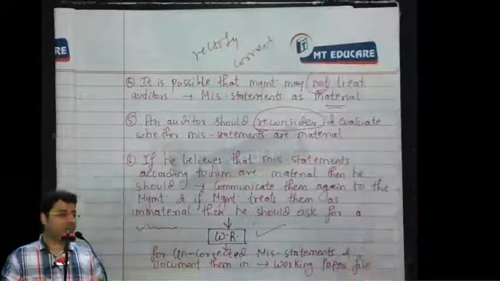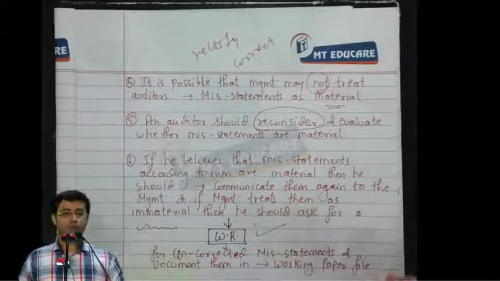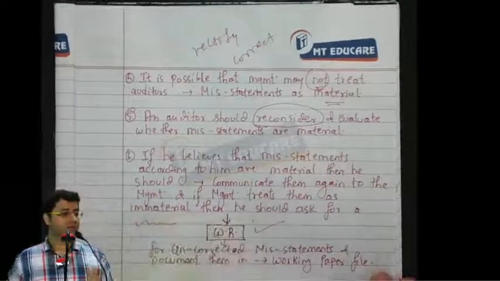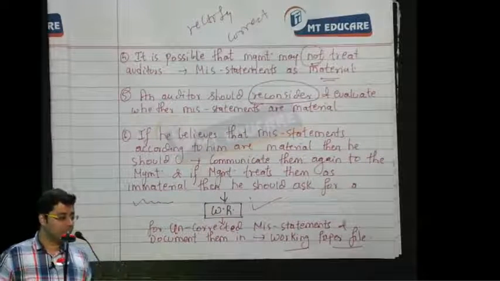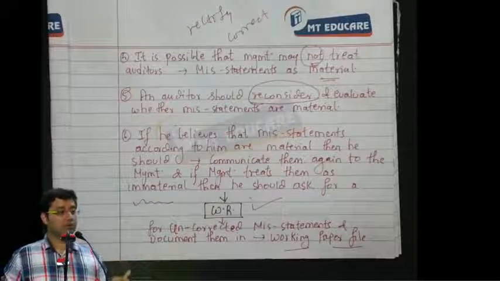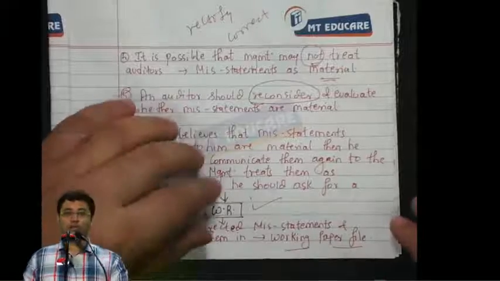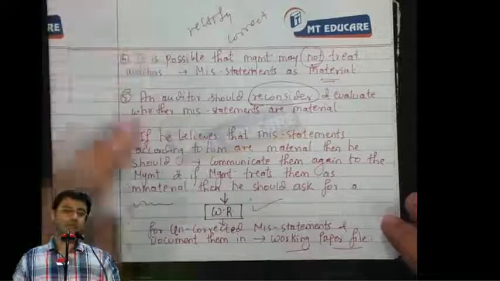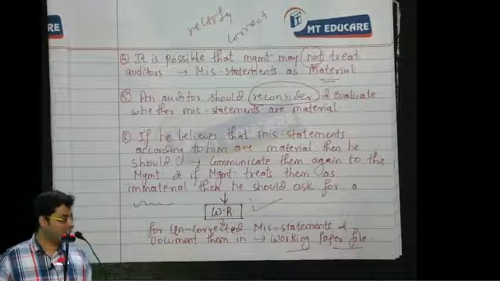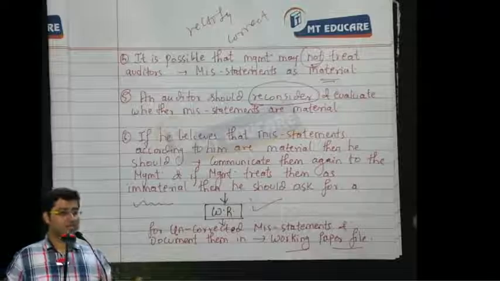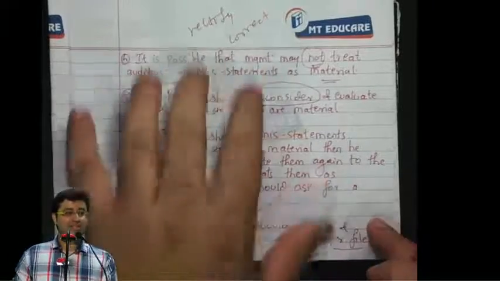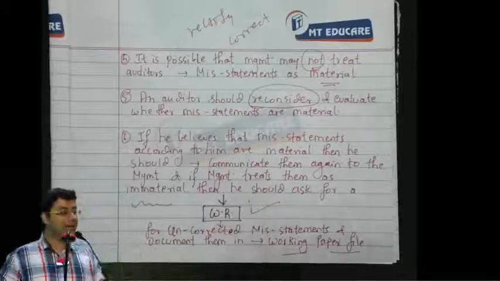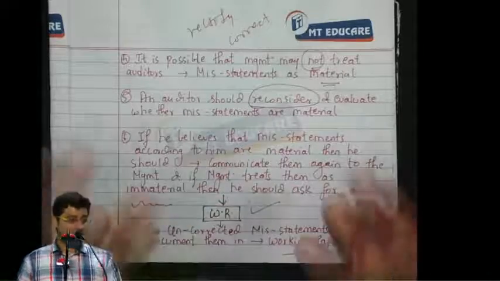But if the management is not correcting the misstatements, then you just take a written representation from the management and make sure that you keep the written representation in your working paper file. So in future if something goes wrong, you have proof to show that I made the communication and management blamed me that it is not a misstatement. Have you understood or not? That's how you evaluate misstatement in auditing. If you follow all these steps, you will maintain quality and some standards while doing auditing. Is it clear or not?